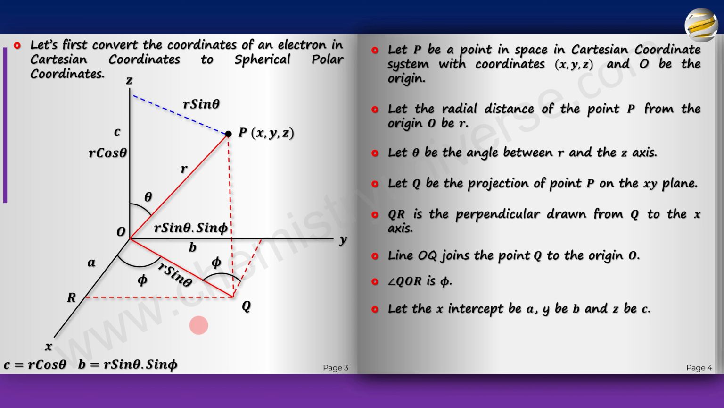By that logic, what will be A? Now A, remember, is the base. Base upon hypotenuse is cos phi. So A upon r sin theta would be cos phi. So what do you think A would be? A would be r sin theta cos phi. So this is how we convert the Cartesian coordinates into the corresponding spherical coordinates.